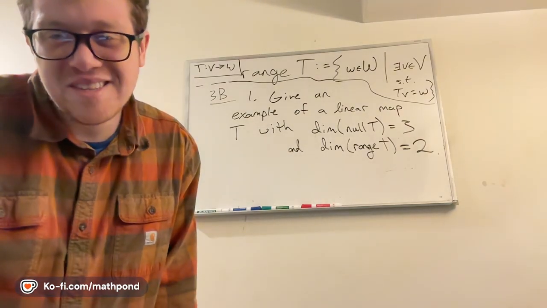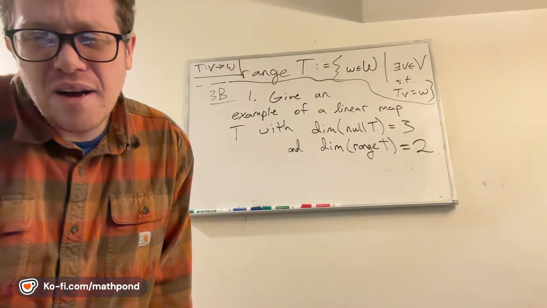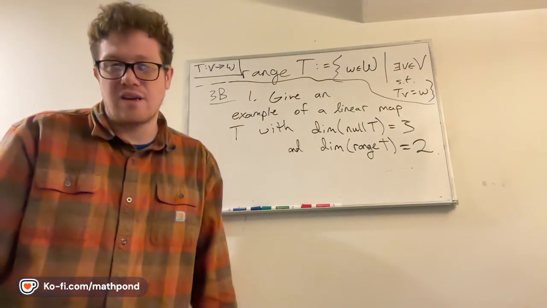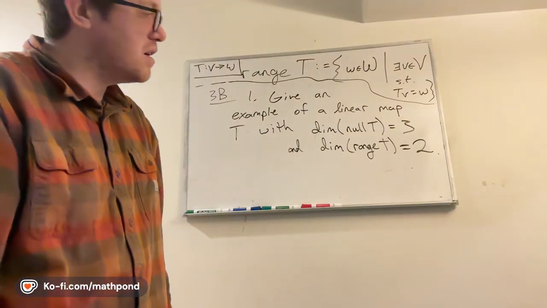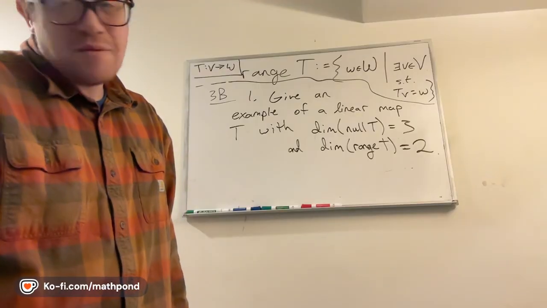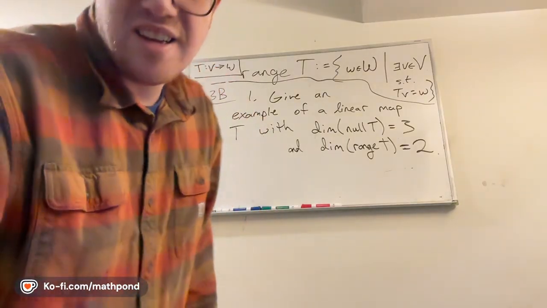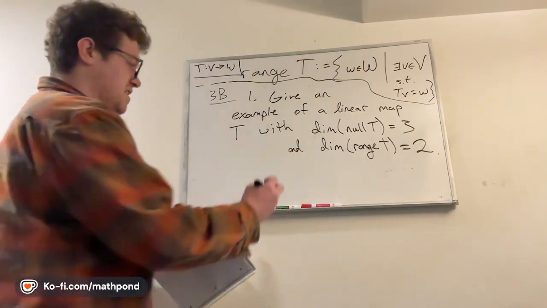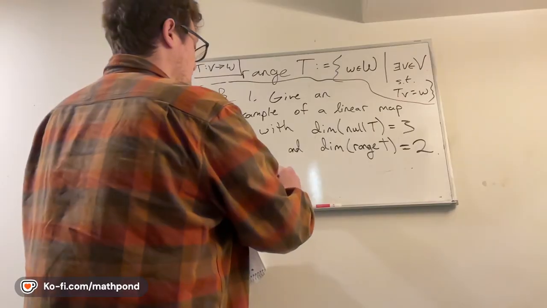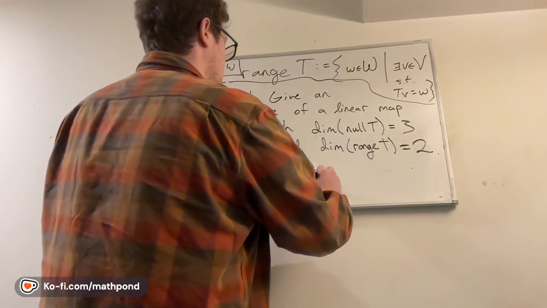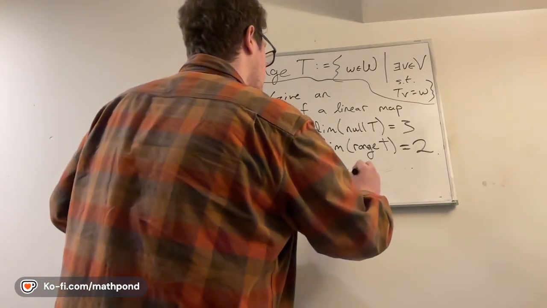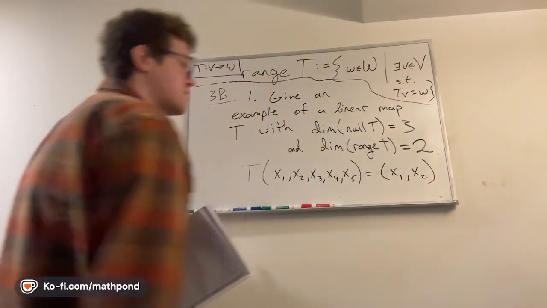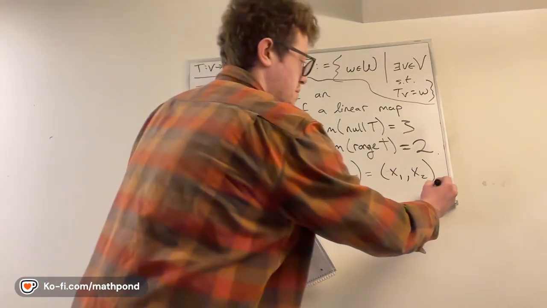For x in R^5, define f of x equal to (x1, x2). I like that. Start with 5, end with 2. Yeah, that's the idea. Very simple solution, we can just fit it right here. So T of (x1, x2, x3, x4, x5) is (x1, x2). Very good. Perfect.